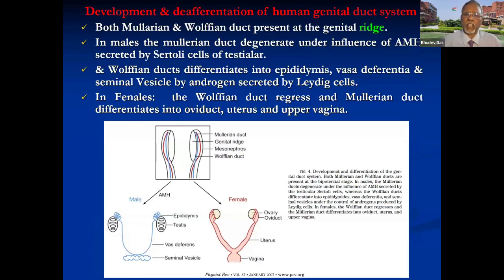In males, Mullerian ducts degenerate under the influence of AMH, the anti-Mullerian hormone, secreted by the Sertoli cells of the testis, and then the Wolffian ducts differentiate into the epididymis and the seminal vesicle, under the influence of androgen secreted by the Leydig cells. And in females, the Wolffian ducts regress and Mullerian ducts differentiate into oviduct, uterus, and upper vagina. So this is how the differentiation of the ducts occurs.